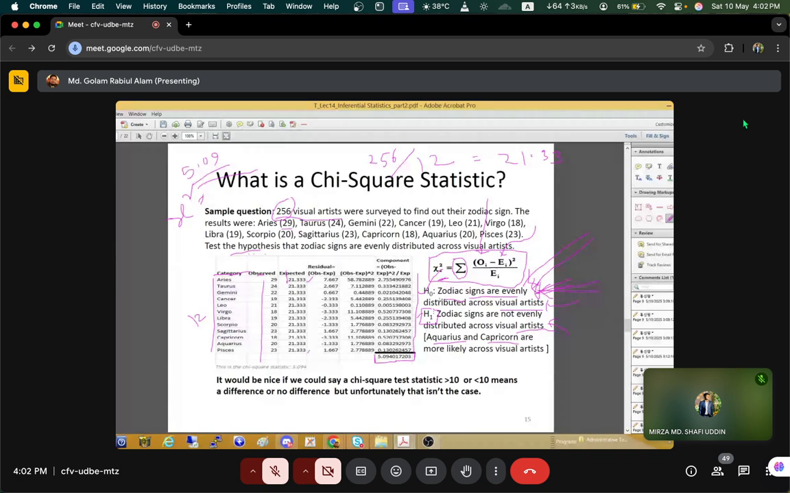That means zodiac signs are evenly distributed across the visual artists. We should not reject this statement. We can say that the null hypothesis is acceptable. So the zodiac signs are evenly distributed across the visual artists, and the visual artists are not concentrated in the Aquarius and Capricorn groups.